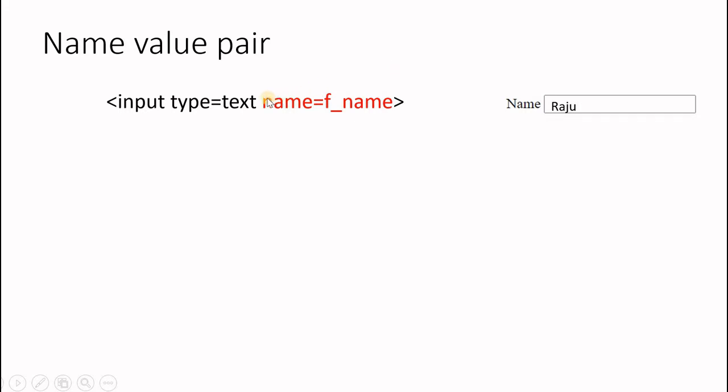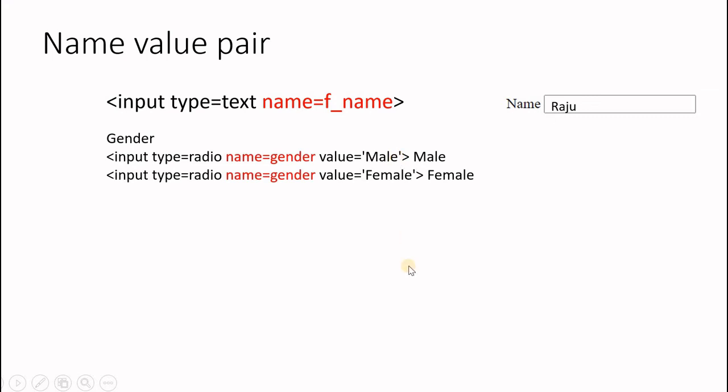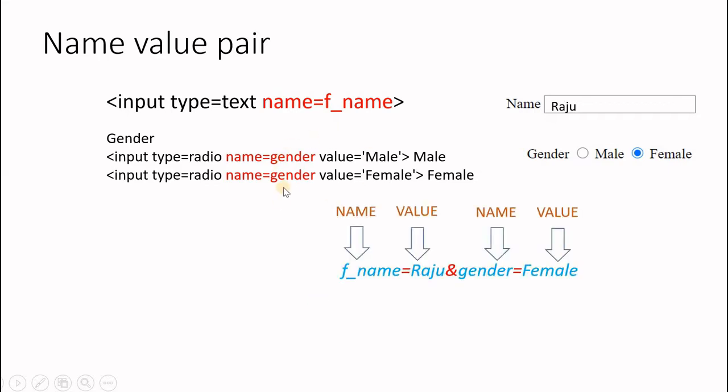The name is the name attribute of any input, text, radio button, or checkbox. Here one input of type text is there, and one radio button is also there. Whatever you see, one piece of data is entered here and one radio button is selected. When you submit this, it creates a name-value pair.